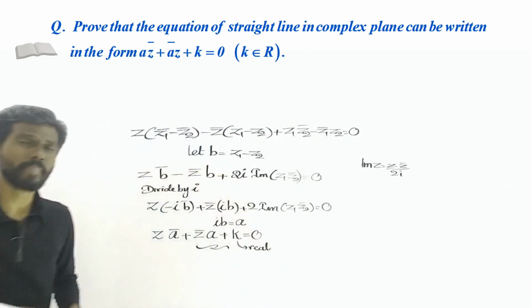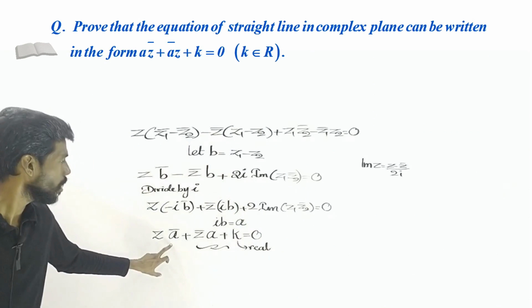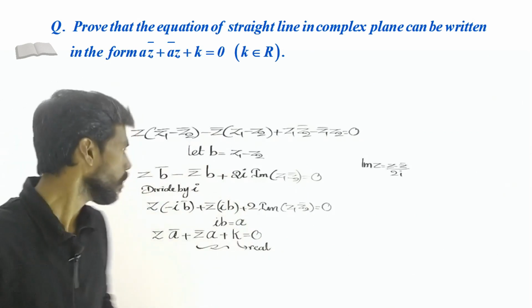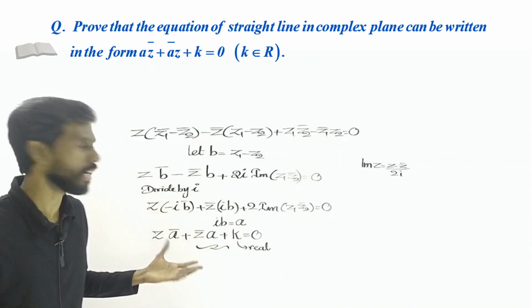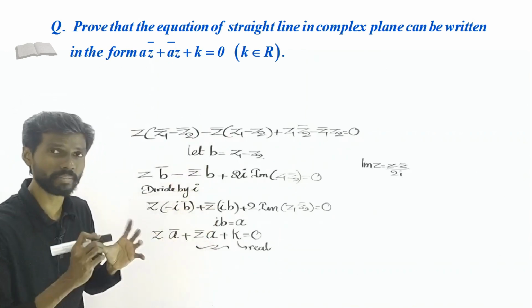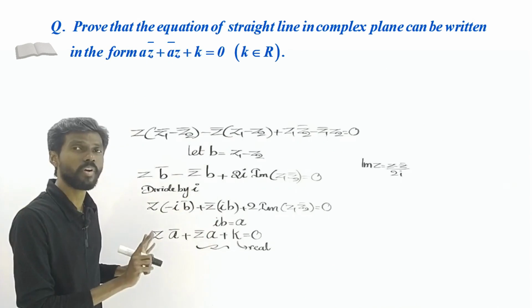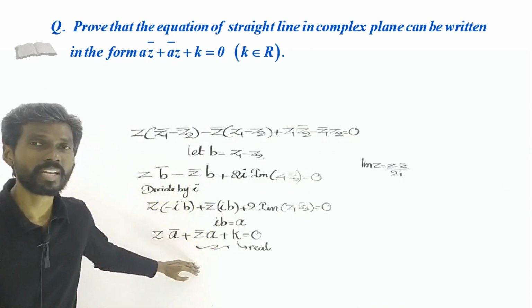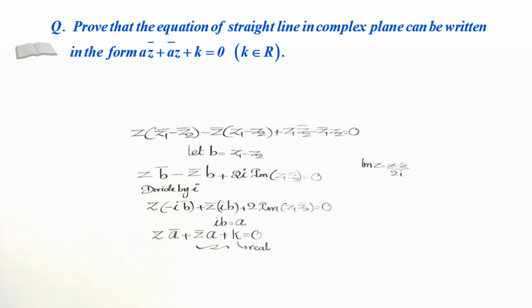So a is some complex number, right? So this is the general form of the equation of a straight line, right? What is this a and b? We don't know, right? So we have just taken some substitution, but the equation can be written in this form for some value of a and k. That's all. So this is the equation of a straight line in complex form.